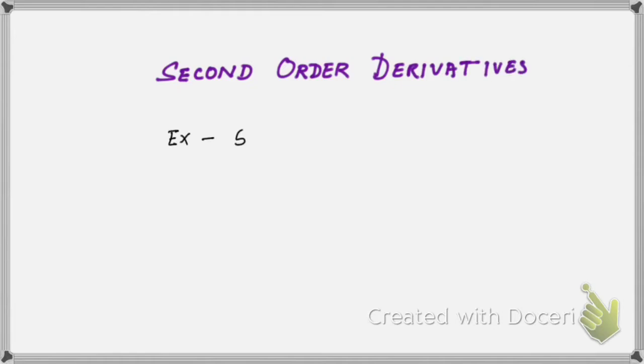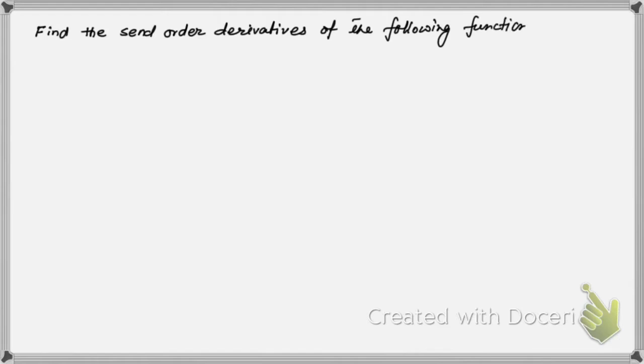Hello friends, in this video we're going to learn how to find second order derivatives. This is exercise 5.7 of the NCERT textbook of mathematics class 12. Let's start. The first question says: find the second order derivatives of the following functions in exercises 1 to 5. From 1 to 5 we need to find the second order derivative.